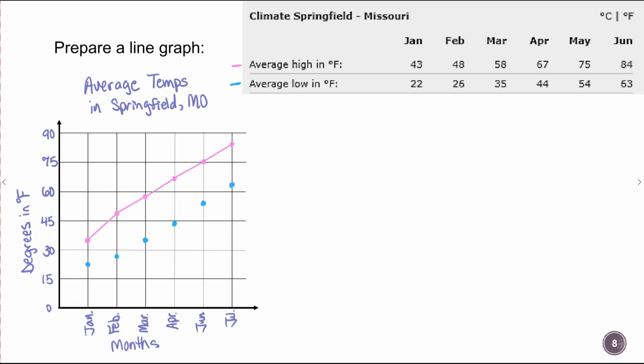Oh, I don't have a straight line for the blues, so I'm just going to have to draw those. They're not going to be as nice as my pink ones were. But once again, we can see a trend. The temperature is definitely rising from January until we get to June. And hopefully I've got those all in a decent spot.